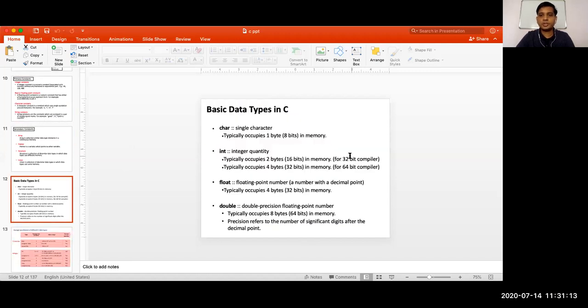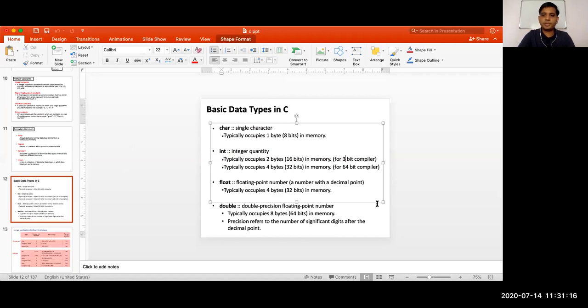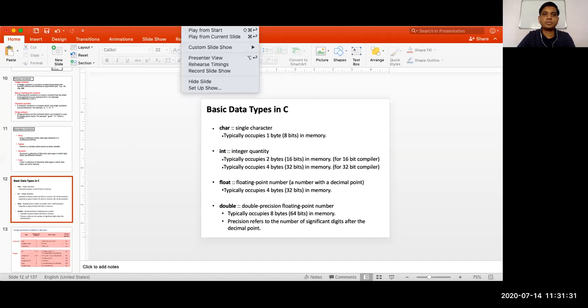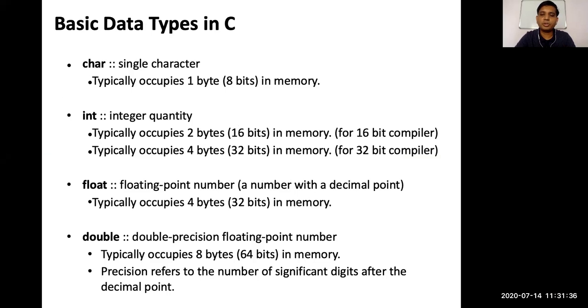Okay, here some mistake is there in my PPT. So for a 16-bit compiler, the size of the integer is 2 bytes, and for a 32-bit compiler, the size of your integer is 4 bytes. Just make a note of it. You have already been learning C language using Turbo C. Turbo C is a 16-bit compiler. So when you are doing int a, there the size of that a is 2 bytes.